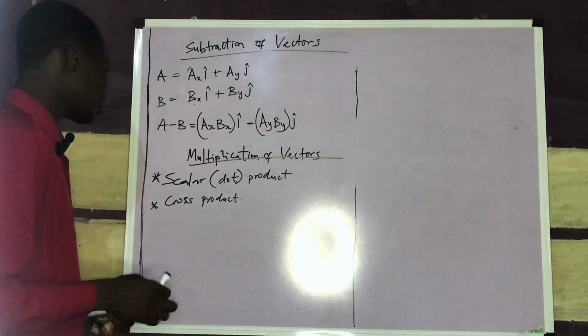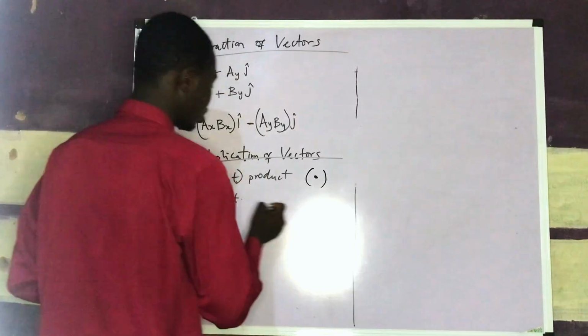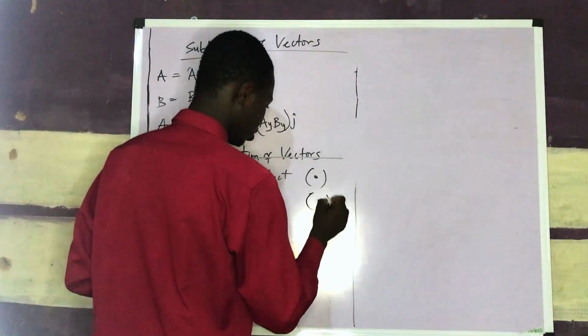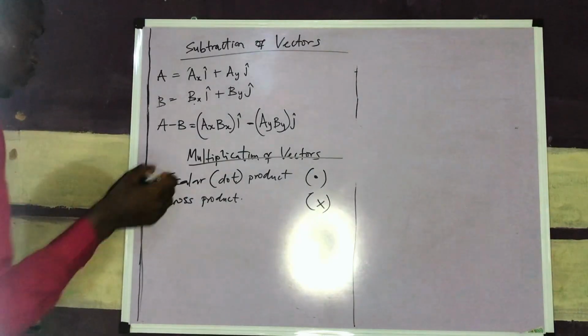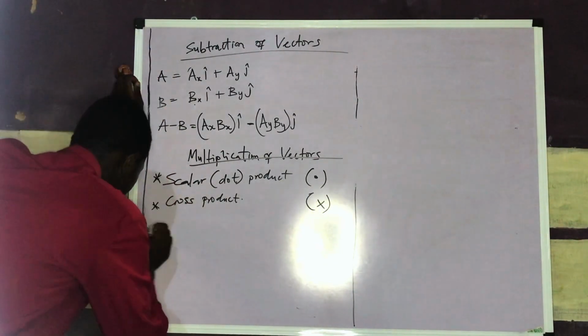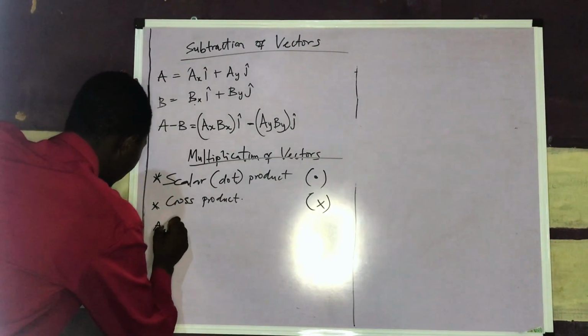That is the difference. And for the scalar product, we only use a dot for it, while for the vector cross product, we use a times sign. So for example, you are given something like this. You are given A dot B.